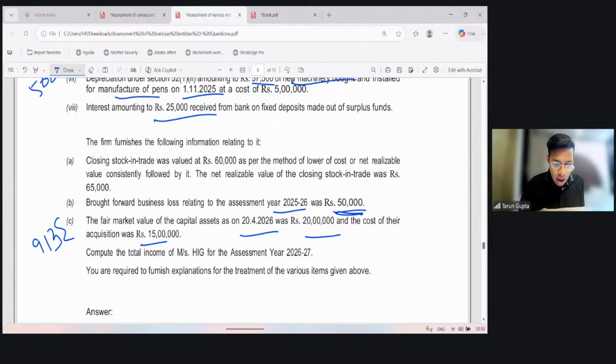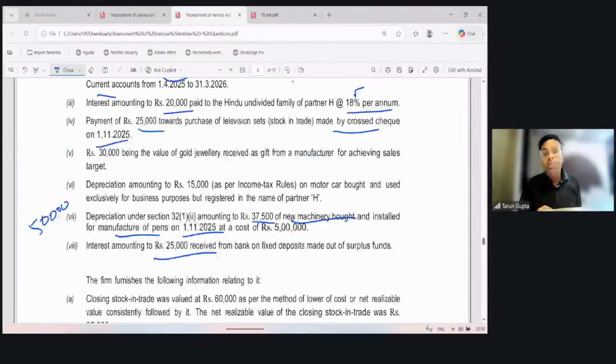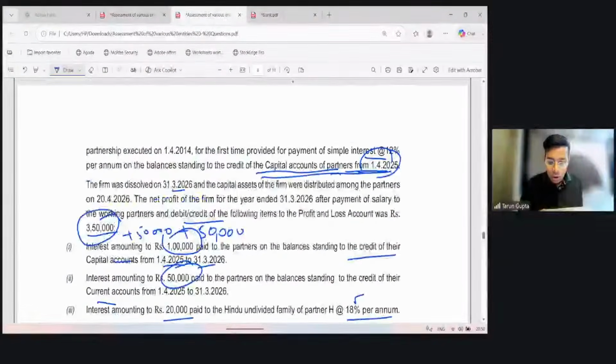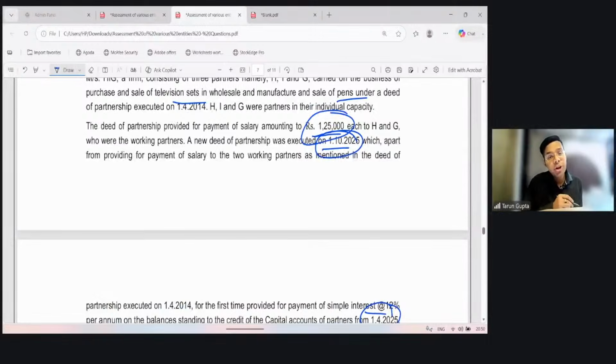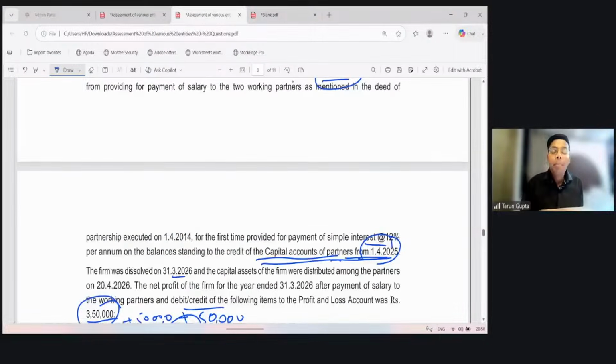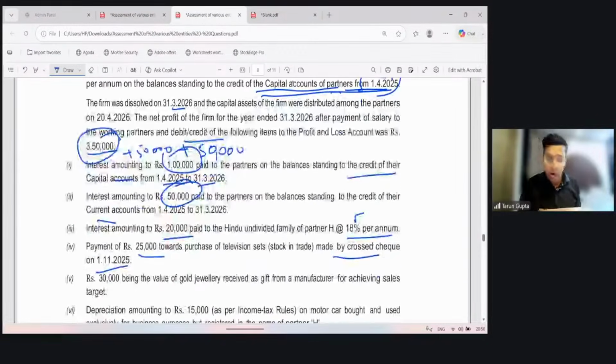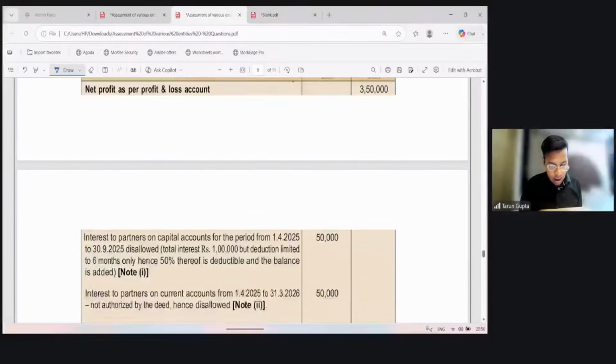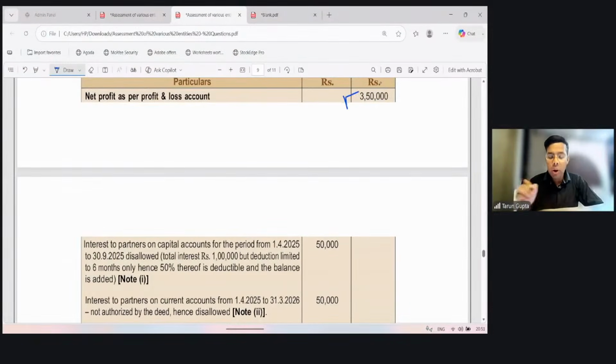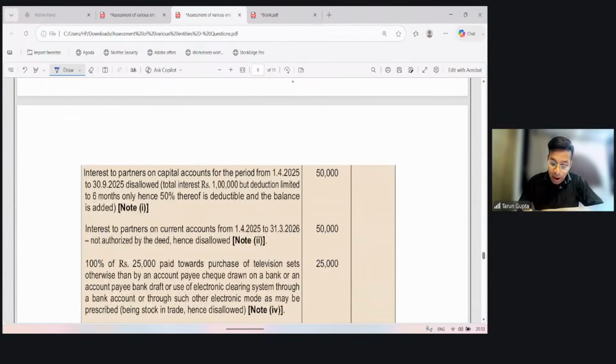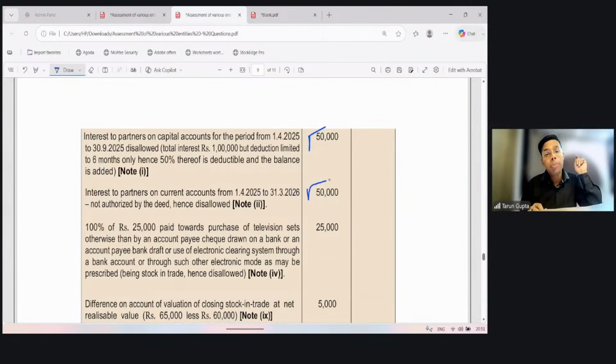And one more point, whatever income I get under PGBP, I'll add 2,50,000 towards the remuneration and compute the remuneration which is actually allowable under section 40B. So let's see the answer. Let's start with 3,50,000, the profit as per the P&L account. You understand? I add 50,000 because of interest on capital account, because it relates to the period prior to the deed. I again add 50,000 because it is interest on current account, because it is not authorized by the deed.